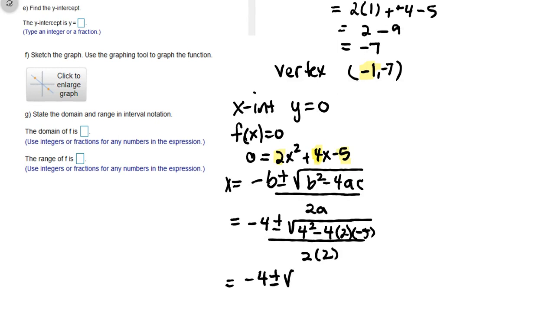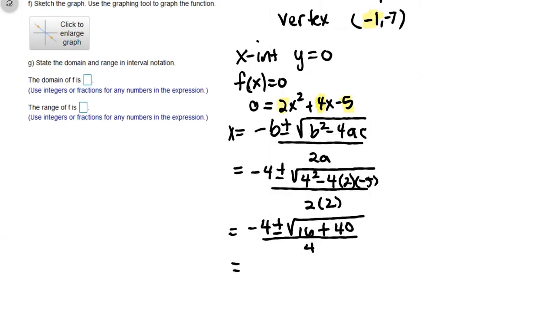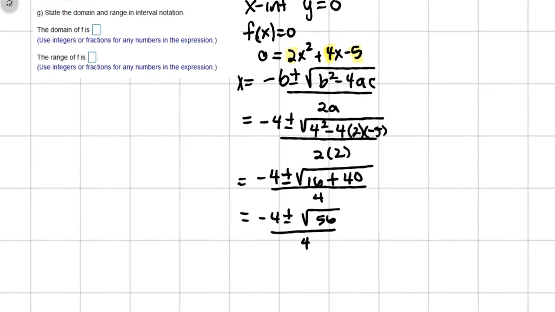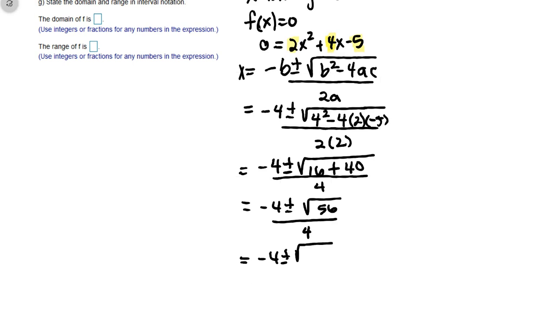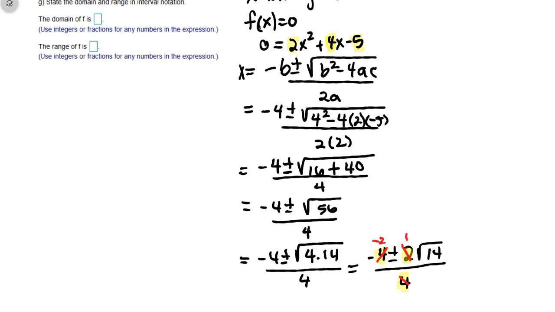It's -4 plus or minus the square root of 16. Negative and negative makes a plus, and that is a 40. So we have -4 plus or minus the square root of 56. And I can factor 56 into 4 times 14. The square root of 4 is 2, and the 14 stays inside the radical. I notice that these three values are even, so I can cancel out a 2 from each one of them. That leaves me with -2 plus or minus the square root of 14, over 2, as my x-intercepts.